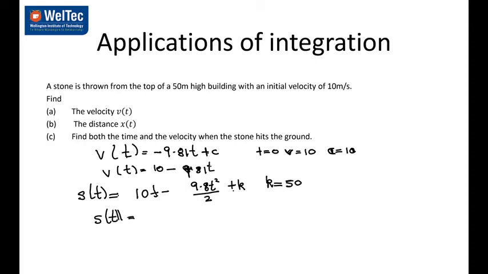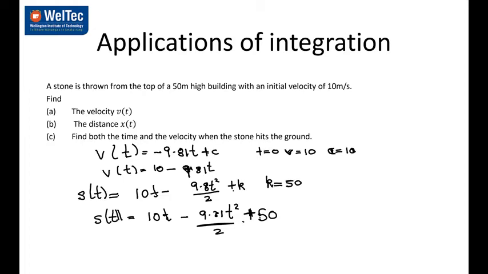That would be 10t minus 9.81 t squared over 2 plus 50. And the distance function will be in meters.